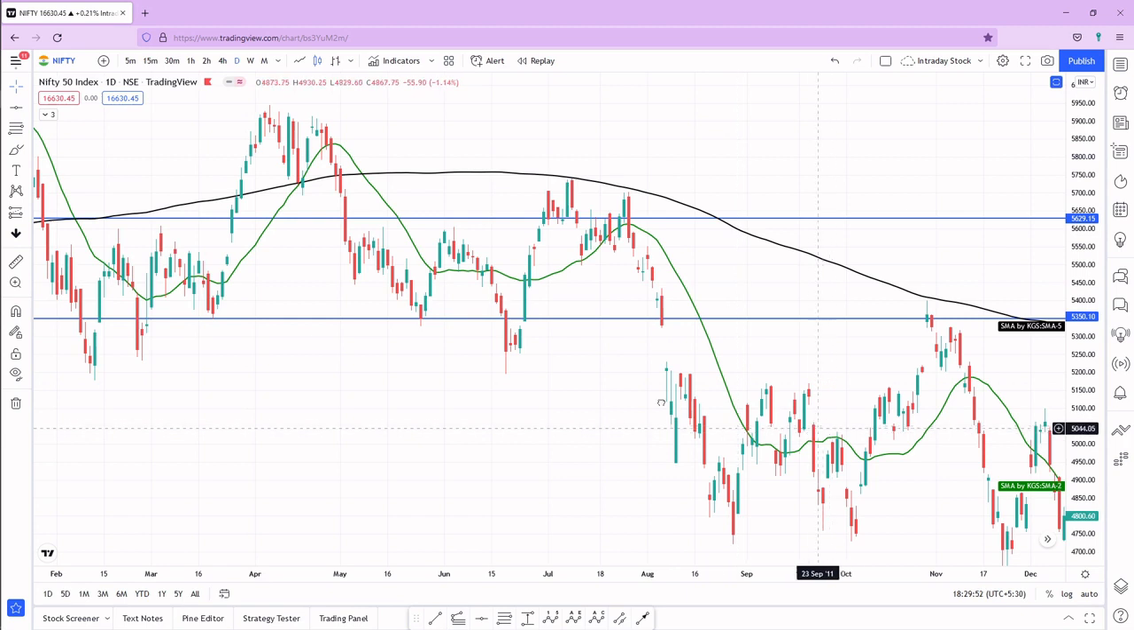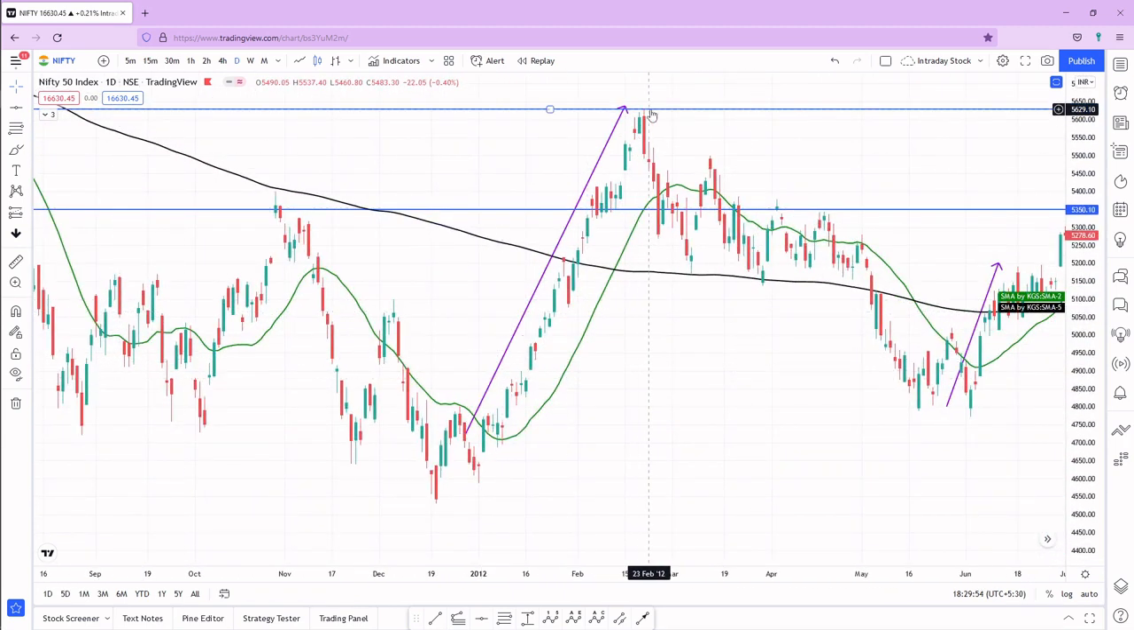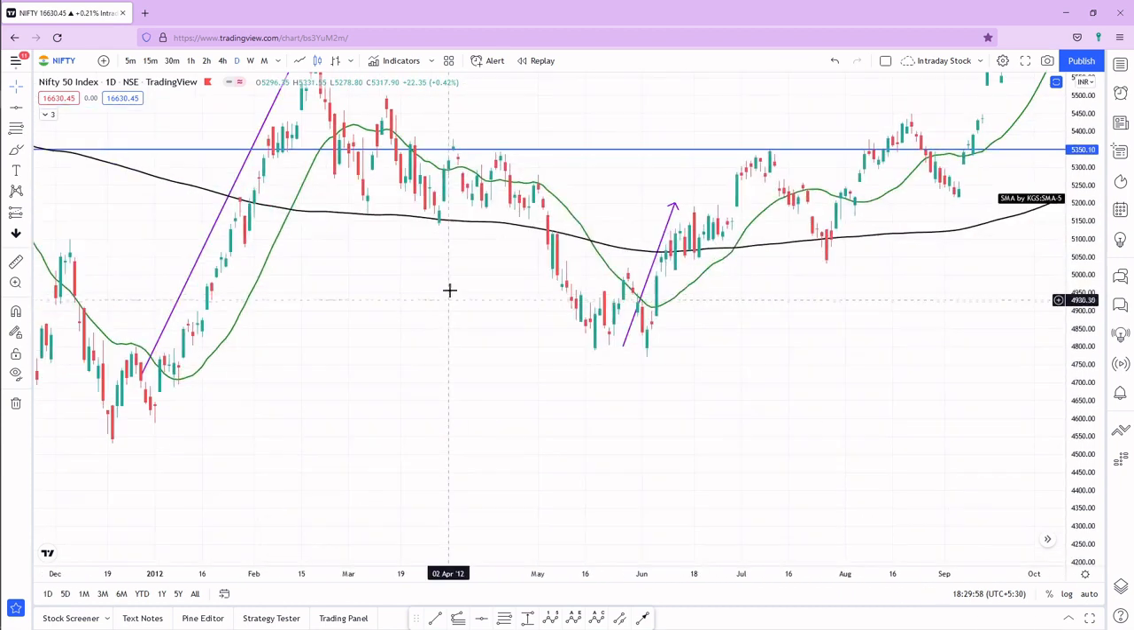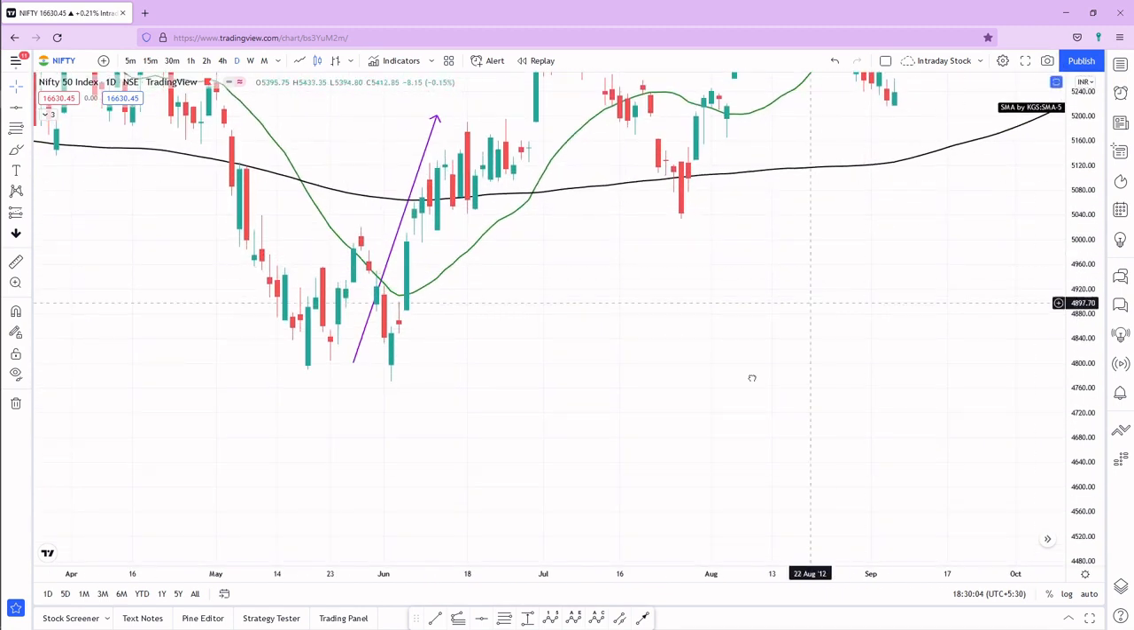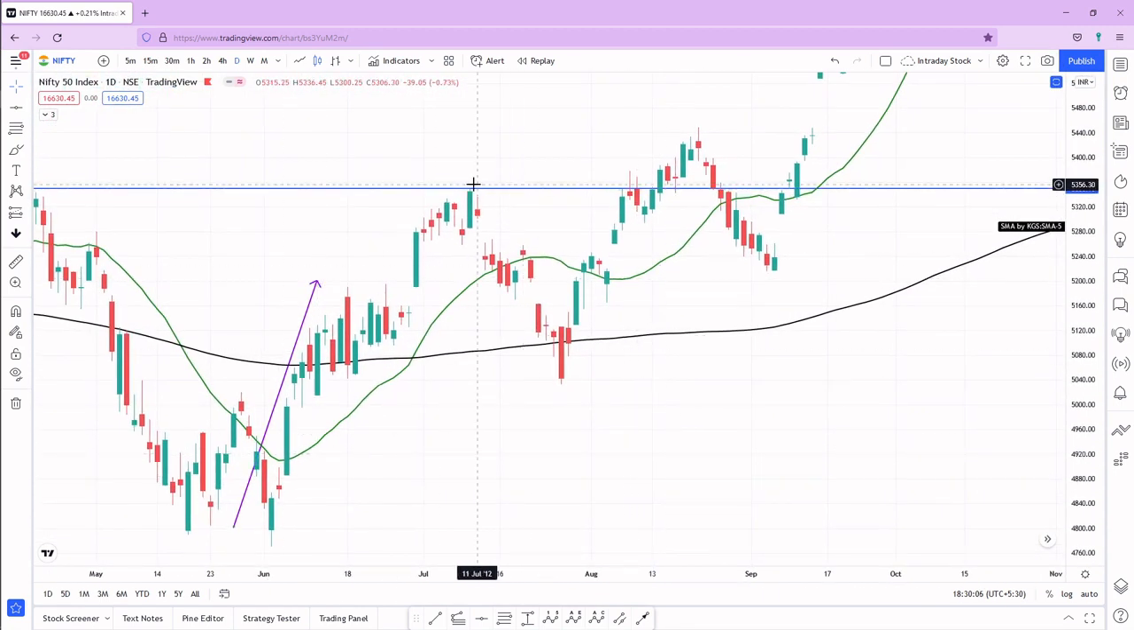Then Feb 2012, a high was also made over here, and after that the stock started going down, and it has formed a crossover, like the 20 SMA crossed below the 200 SMA. Now finally, if you see over here, the entry point is over here.